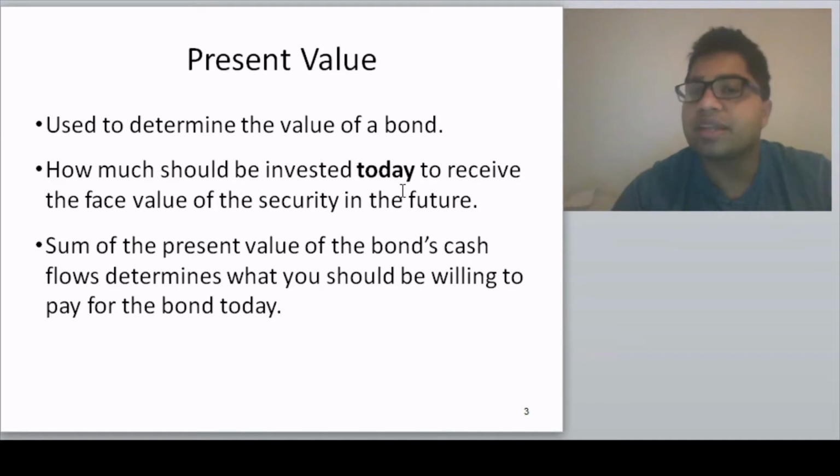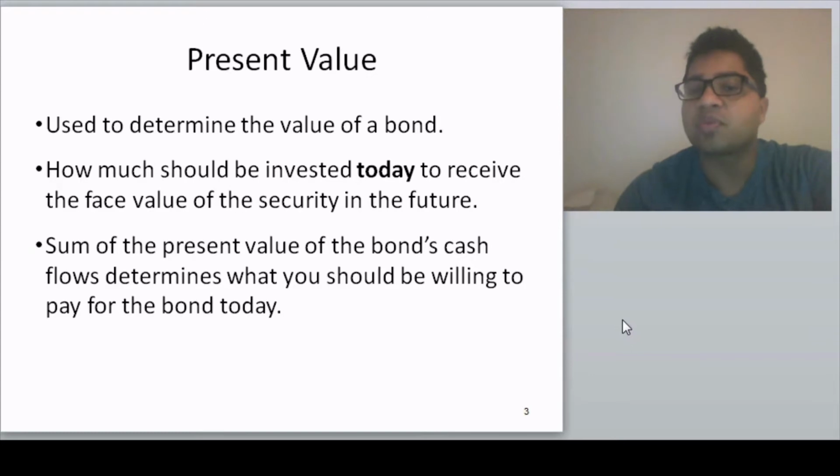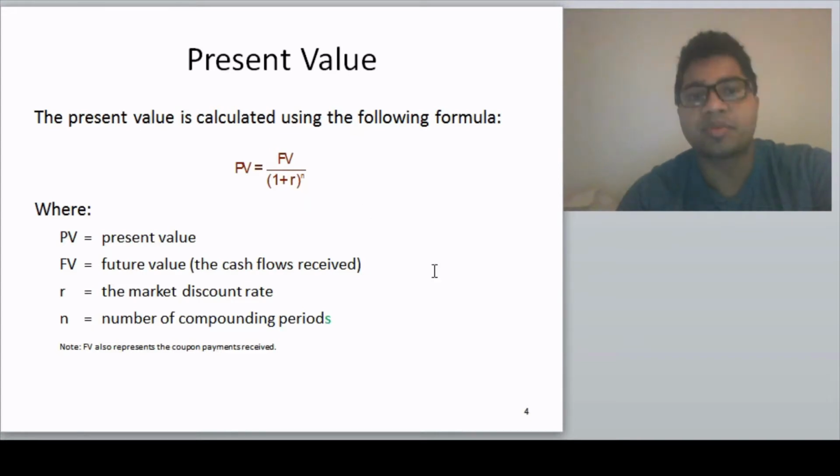It is used to determine the value of the bond. How much should be invested today to receive the face value of the security in future? So it is the sum of the present value of the bond's cash flows that determines what you should pay for the bond today. The formula for present value is equal to future value divided by 1 plus discount rate R to the power n.